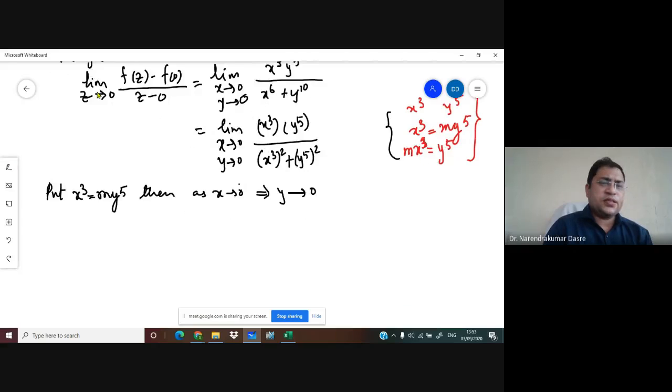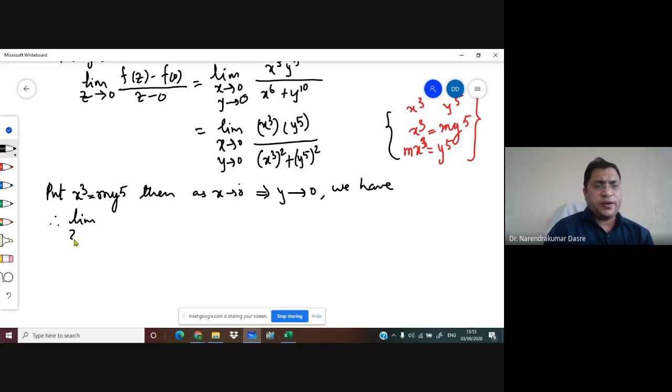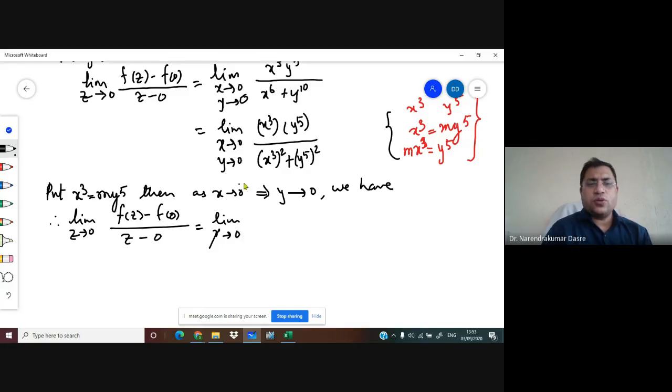And hence we are able to find this limit. We have limit z tends to 0 of f of z minus f at 0 on z minus 0. This is what we are finding. Now x we have replaced by y, so only y will tend to 0. As x tends to 0, y will go to 0. So this is m y raised to 5 and y raised to 5. Here we have m y raised to 5 square plus y raised to 10.